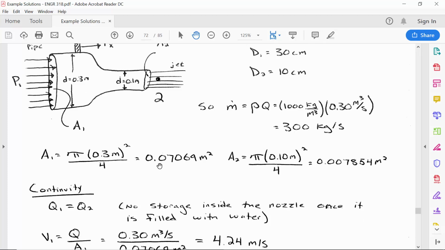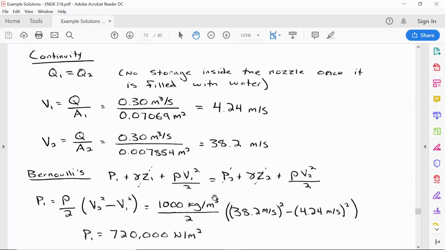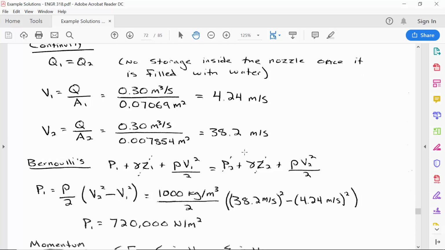The cross-sectional areas allow me to get the velocities. Now, since we're squaring the velocities in Bernoulli's equation, if you round off too soon, that can amplify error. So it's best if we keep the full velocity to as many digits as we've got in our calculator. Keep all of that precision so that when you square it, it stays accurate. So I found the velocity at 1 is 4.24 meters per second. The velocity at 2 is 38.2 meters per second. And then Bernoulli's equation told me that the pressure inside of that pipe is 720,000 newtons per meter squared.